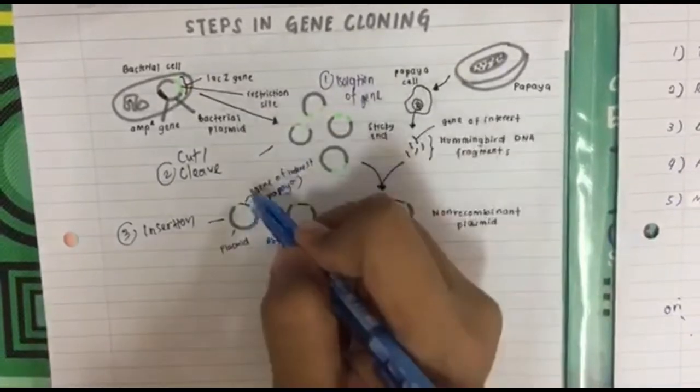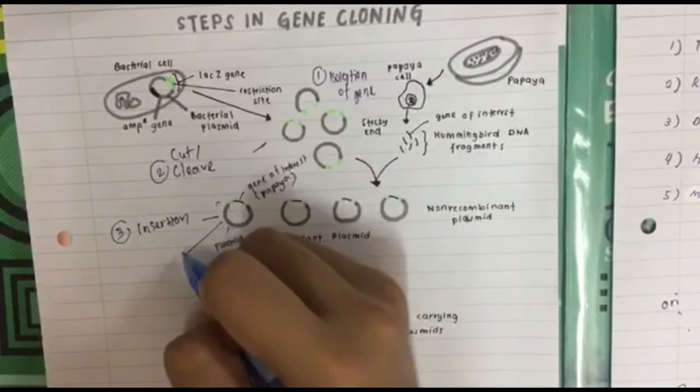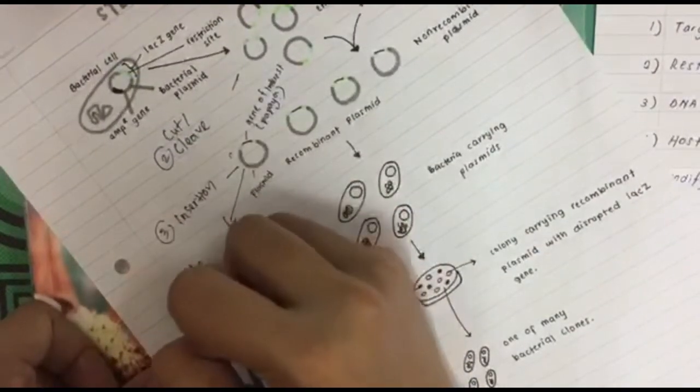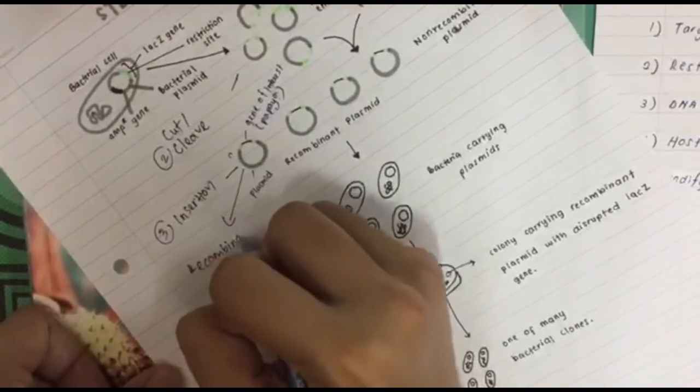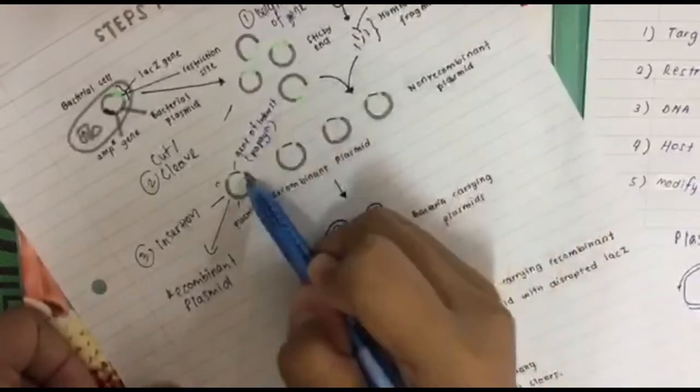The name of this will be recombinant plasmid. So this is the recombinant plasmid. So for example, this is the plasmid that we have cut by using the restriction enzyme. So this is we call the restriction fragment because we have cut at this side.